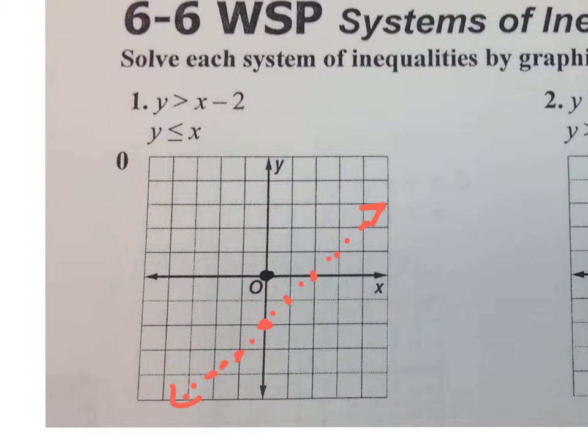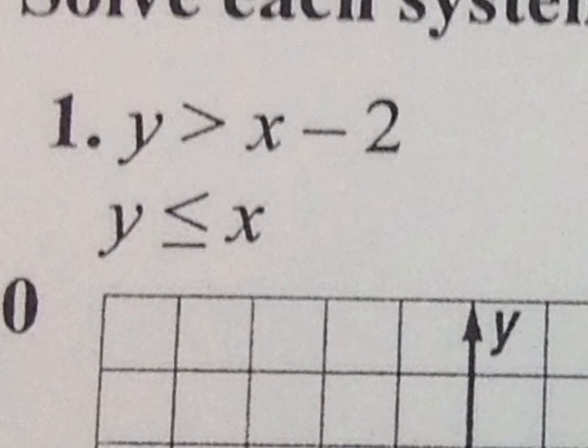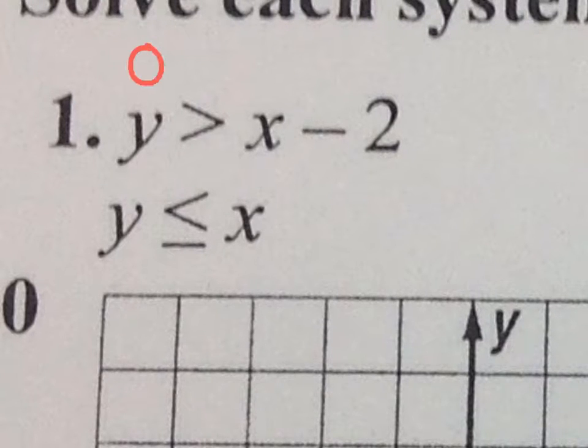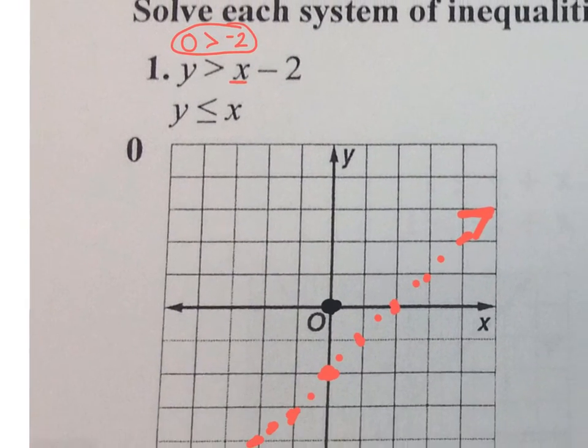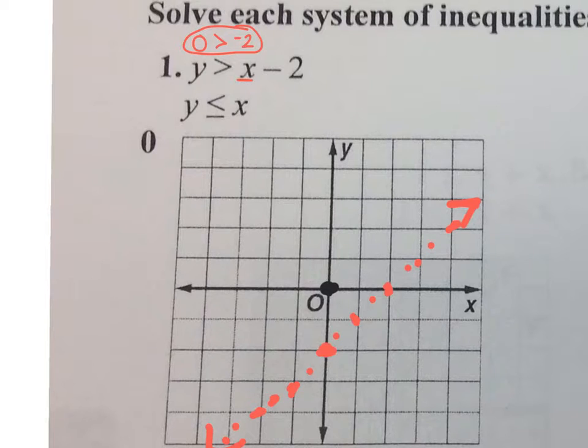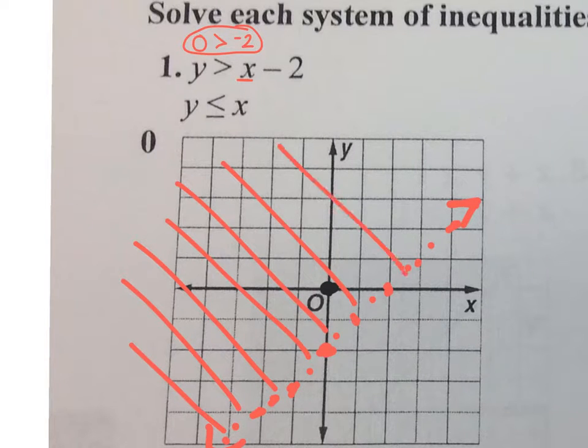So let's check and see if 0, 0 is an answer. It's as simple as plugging in a 0 for x and a 0 for y. 0 is greater than, if you plug in a 0 right here, it's just going to be a -2 because 0 take away 2 is -2. So is this true or false? 0 is greater than -2. That is true, which means that your answers are above the red line, so you shade in everything up here, yay? Okay, so now we're going to go to the other one.